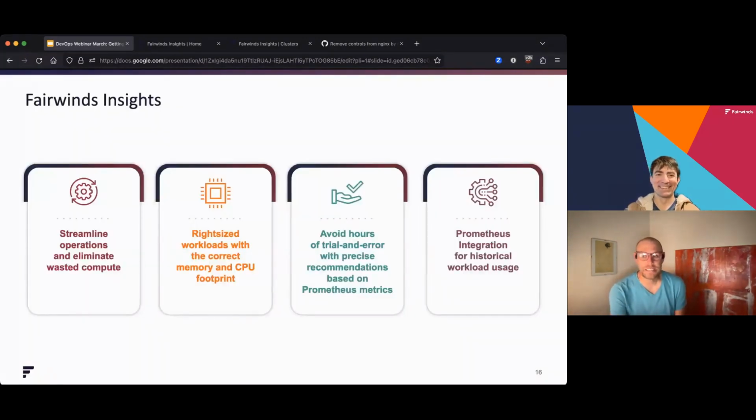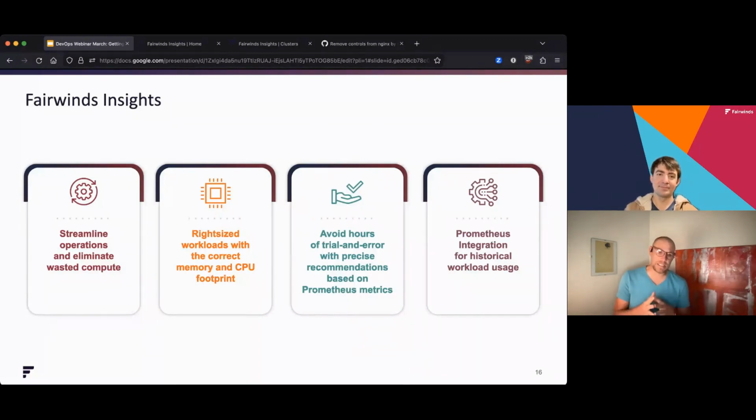Okay. What Insights does, back to my original topic, is we stand sort of between the platform engineer and the developers, trying to help streamline operations, eliminate wasted compute, right size workloads, and avoid lots of trial and error to be precise on those recommendations that you're going to set for workloads. We do integrate with Prometheus to collect historical usage data. I'm going to show you all this in just a second. Fairwinds Insights exists to make this very, very easy. Now, that's just on the cost piece, and I'm going to focus on the cost piece in the demo that I do for you in a second.